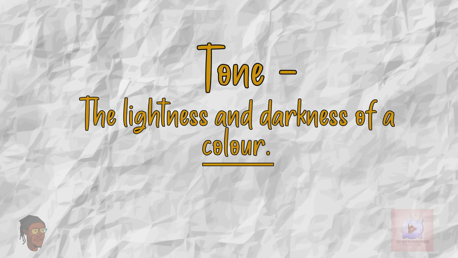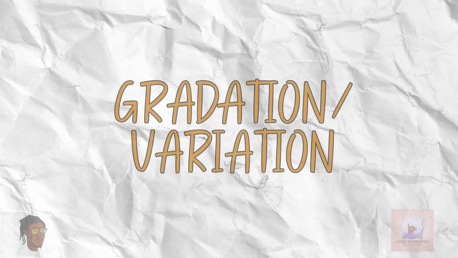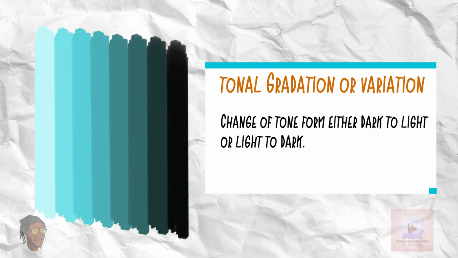What is tonal gradation? In the previous lesson, we learned about tone, the lightness and darkness of a color. Variation or gradation is the change of tone from either dark to light or light to dark. Tone, ladies and gentlemen, is the lightness and darkness of a color. Very important. Tonal gradation or tonal variation is the change of a color or tone from light to dark or from dark to light. Always remember that.